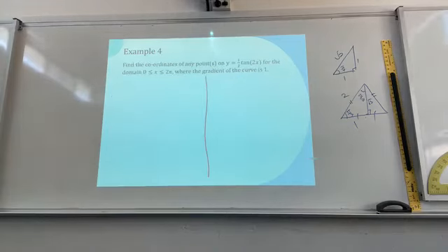Now, example 4. Find the coordinates of any points on y equals half tan 2x for the domain x between 0 and 2 pi, where the gradient of the curve is 1. Now, dy/dx this time is 1. It's no longer 0. You start here, you go negative. Its gradient is 1.